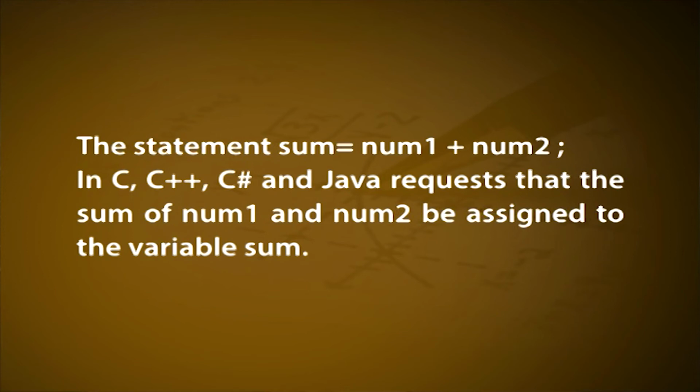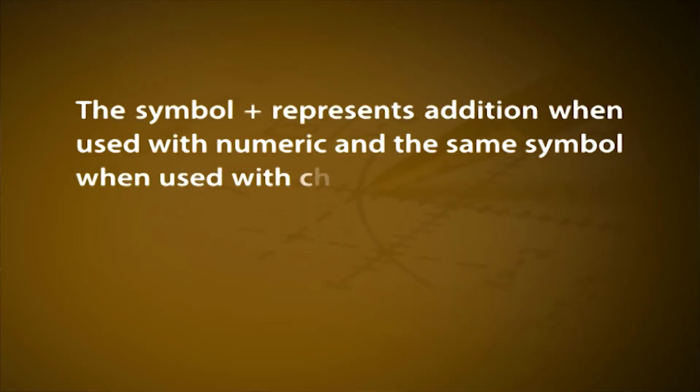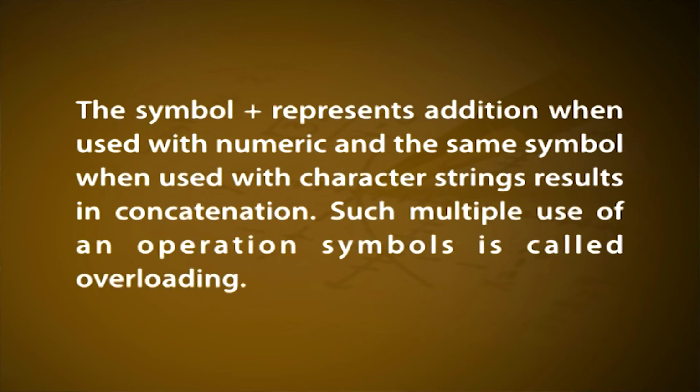The power of assignment statements comes from the scope of expressions that can appear on the right side of the statement. Many programming languages allow the use of one symbol to represent more than one operation. In these cases, the meaning of the symbol is determined by the data type of the operands. For example, the symbol plus represents addition when used with numeric, and the same symbol when used with the character strings results in concatenation. Such multiple use of an operation symbol is called overloading.